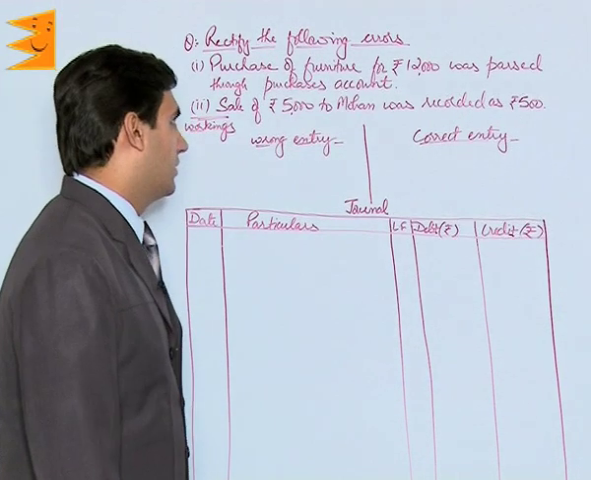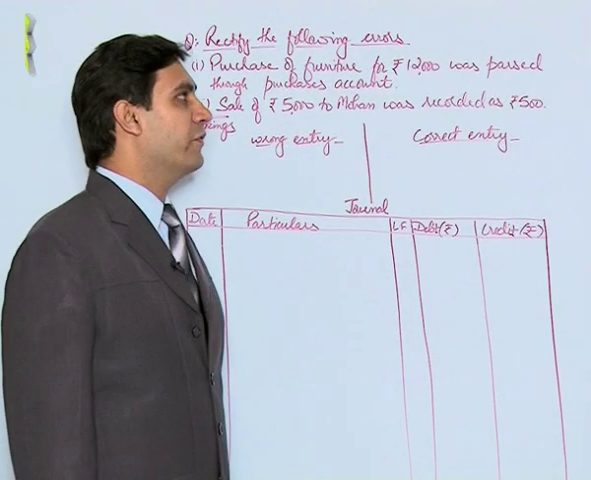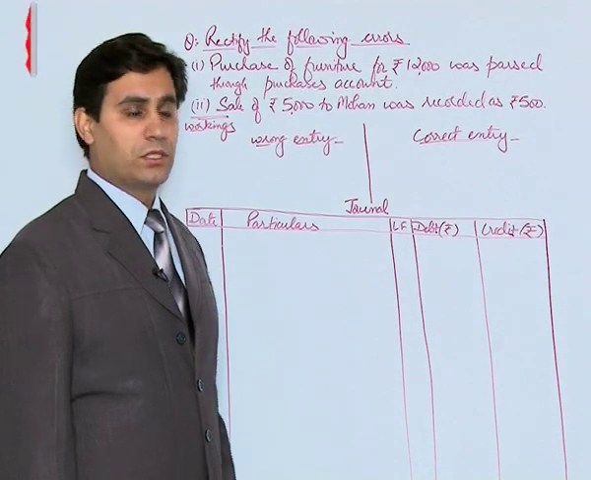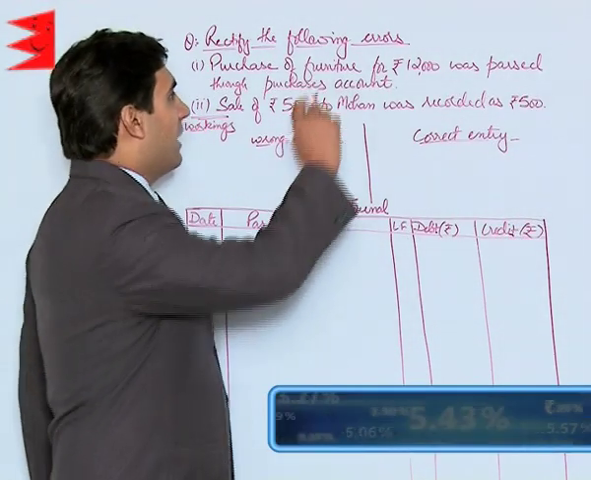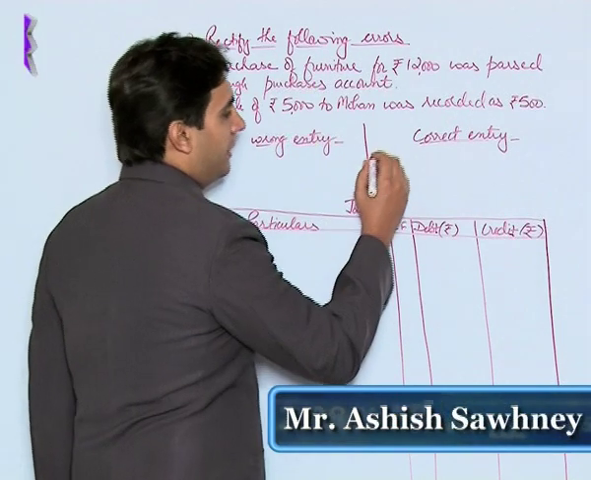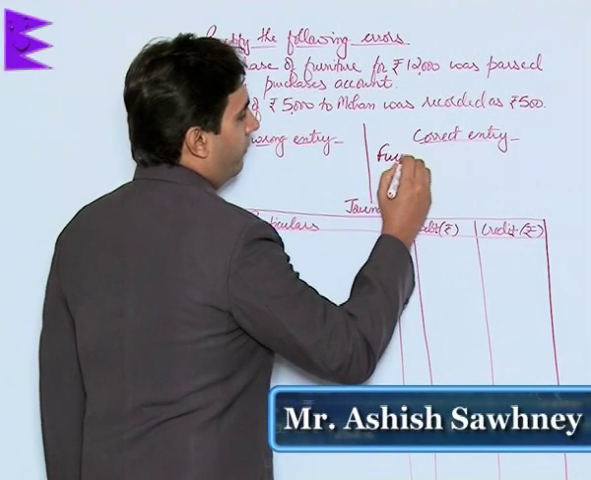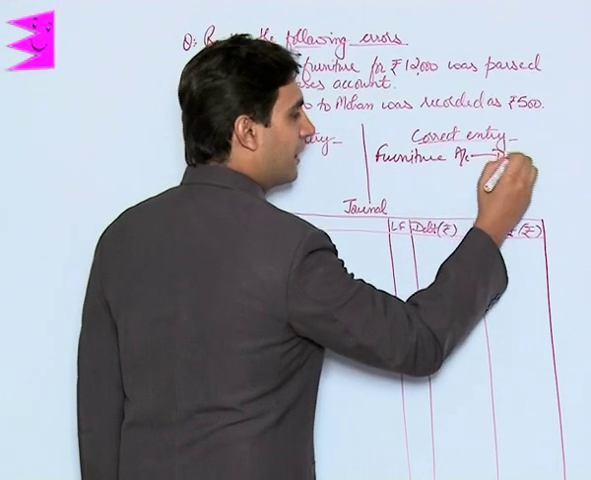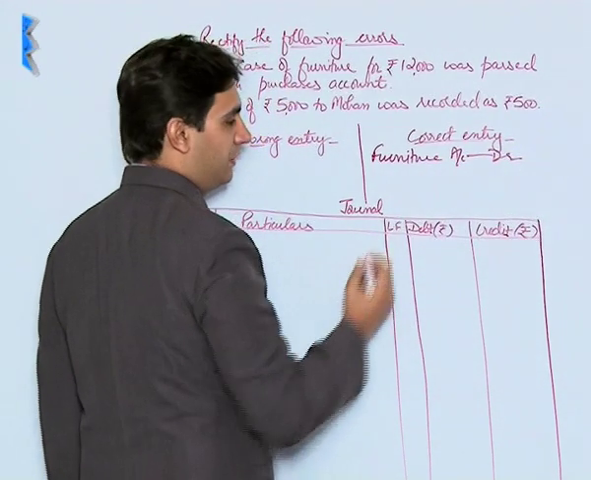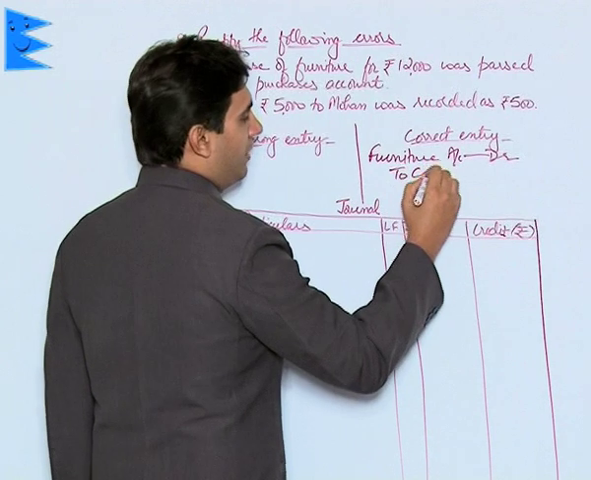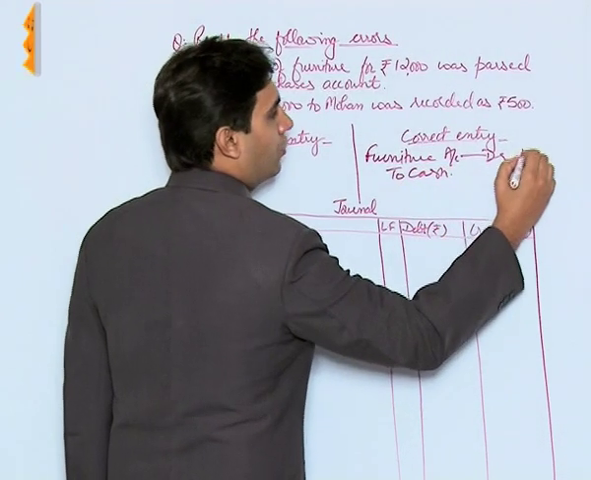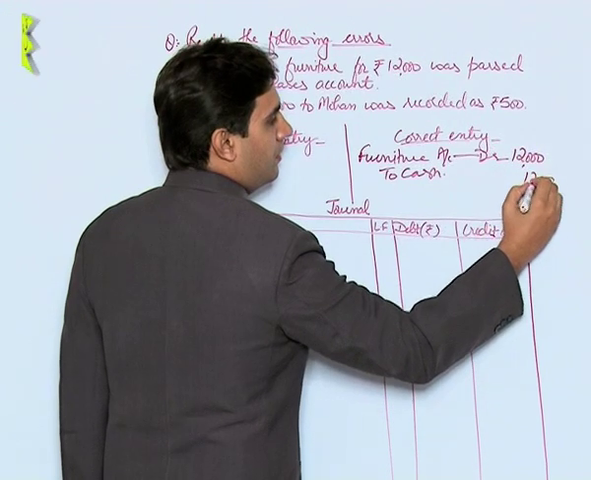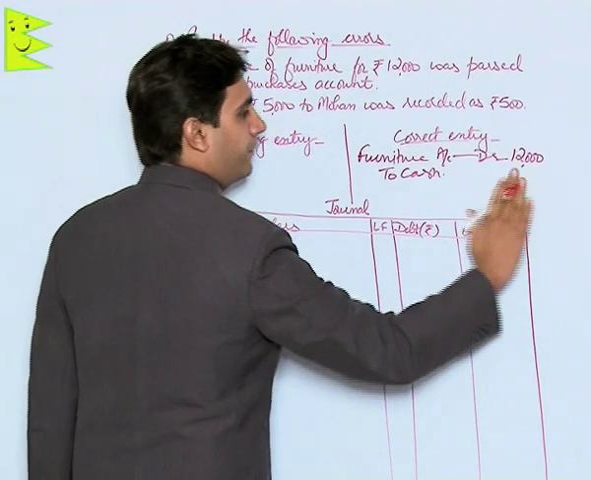Rectifying the following errors. The first one being purchase of furniture for rupees 12,000 was passed through purchases account. Now students, when we are purchasing furniture, the correct entry should be furniture account debited, as it is a real account, so debit what comes in, to cash 12,000. This is the correct entry.